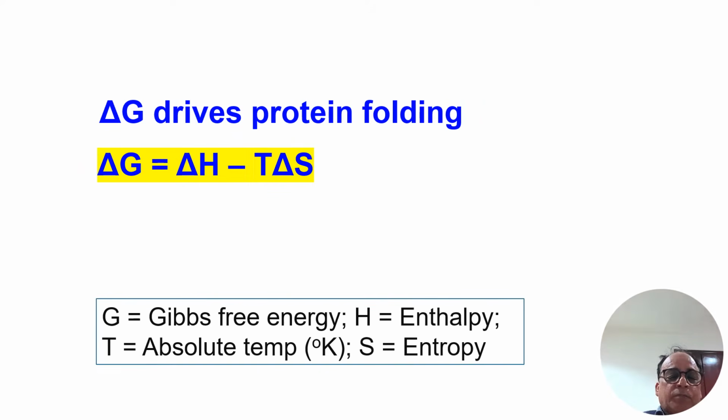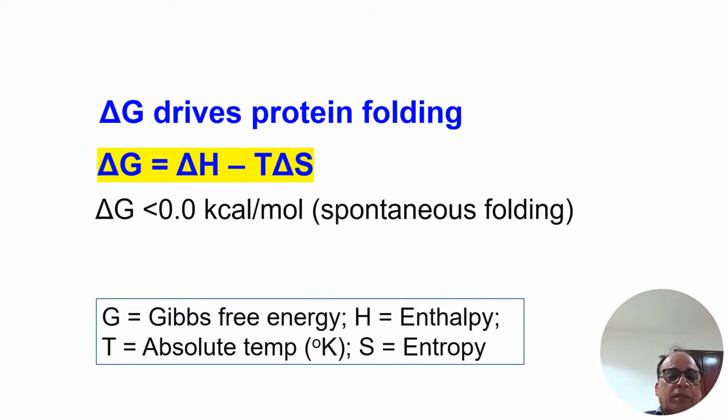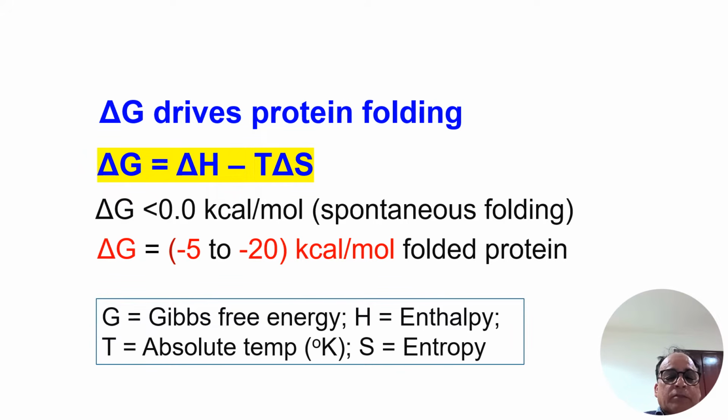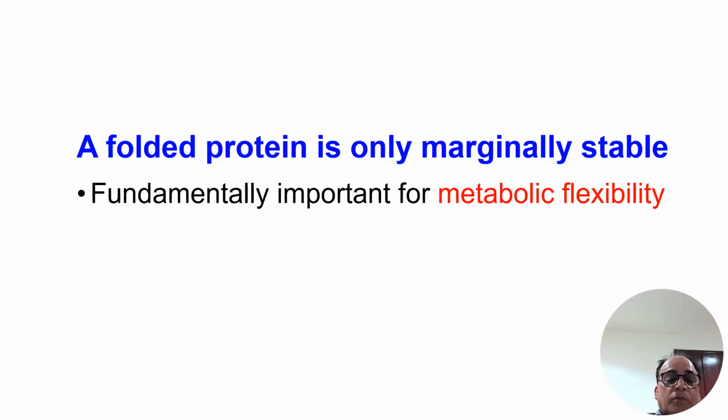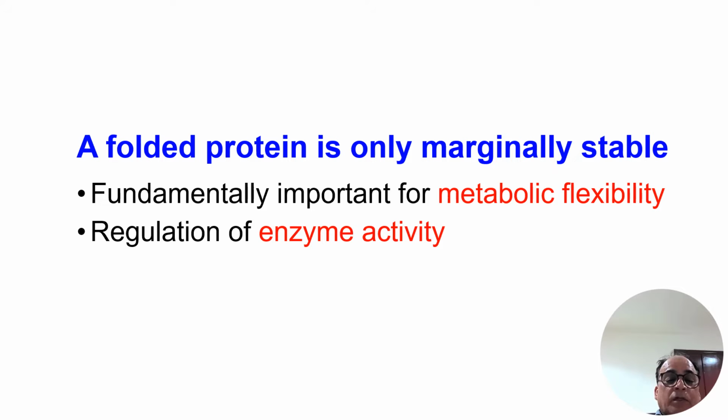For a spontaneous reaction, delta G must be less than 0 kilocalorie per mole. In fact, for a folded protein, delta G lies between -5 to -20 kilocalorie per mole. It means that under normal physiological conditions, a folded protein is not remarkably stable. Therefore, we can say that a folded protein is only marginally stable. However, this is fundamentally important for providing metabolic flexibility and for allowing regulation of enzyme activity with slight change in the energy at physiological condition.